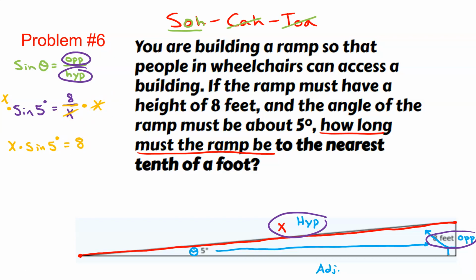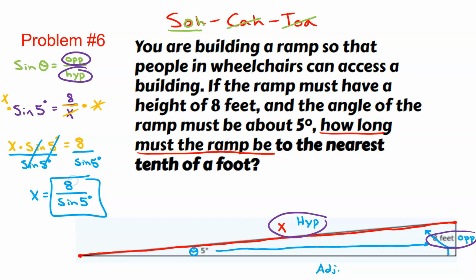We have one more thing that we have to do before we can plug it into the calculator, just like the last one. We're going to divide both sides by sine of 5 degrees. So on the left, sine of 5 degrees cancels out, and we're left with x is equal to 8 divided by sine of 5 degrees. If we can correctly plug that into our calculator, it will tell us how long the ramp must be, and then we'll round it to the nearest tenth of a foot.